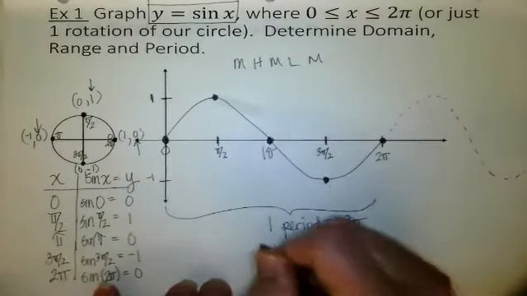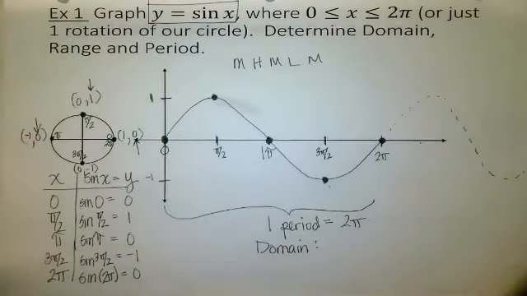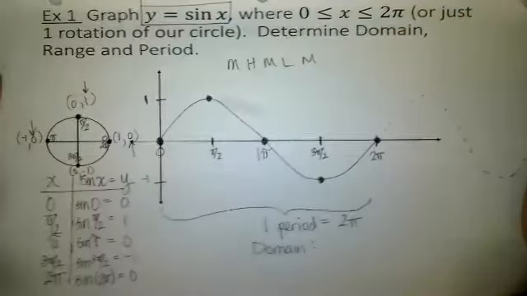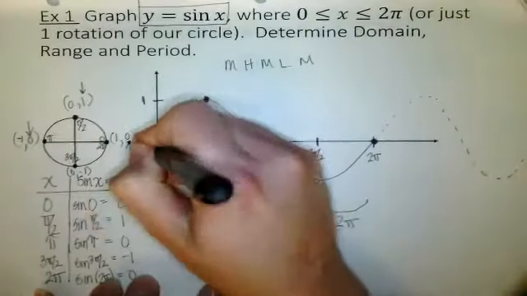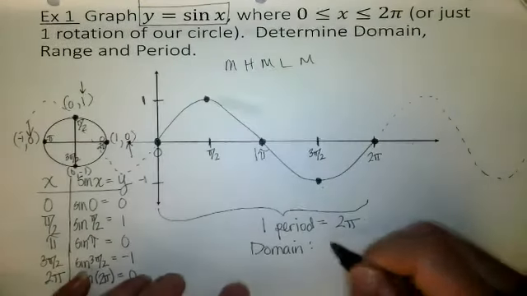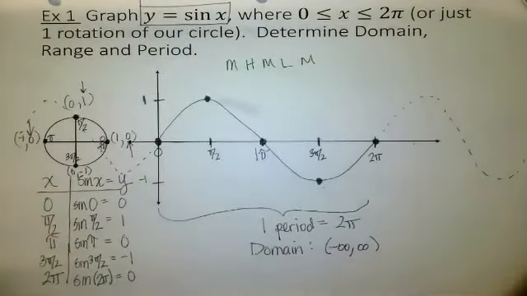What's its domain? How far left and how far right does this graph go? Does it stop here? Is this all we've got? No, the reality is it goes forever, right? Because it just continues going backwards here and continues this way. So our domain is from negative infinity to positive infinity because it really does keep going. We're just always going to graph the easiest cycle, the easiest period.